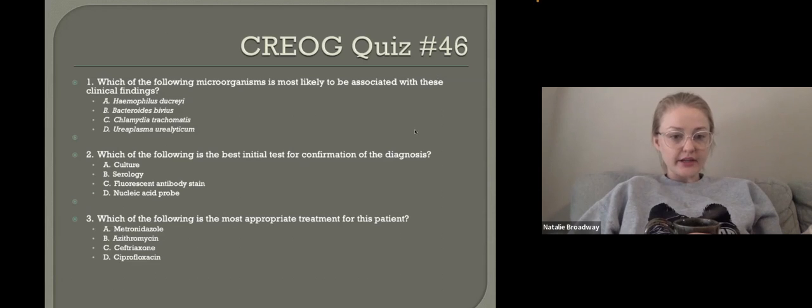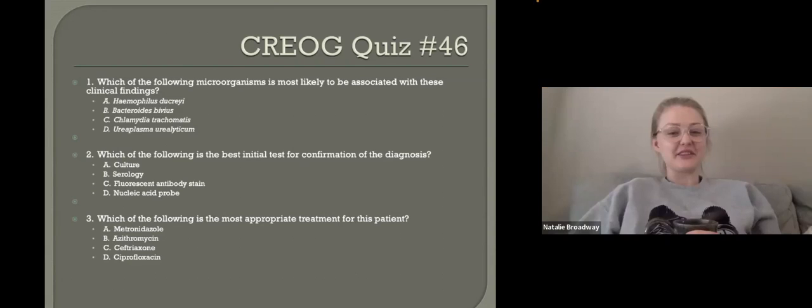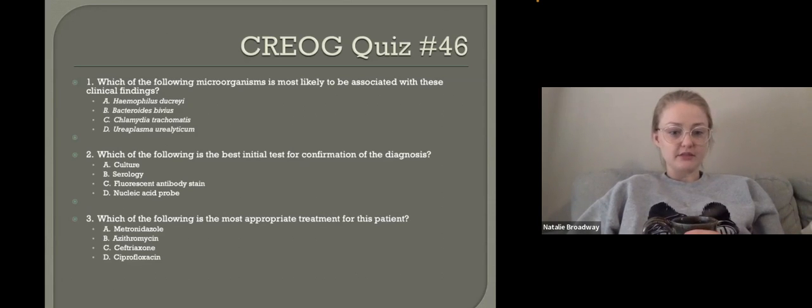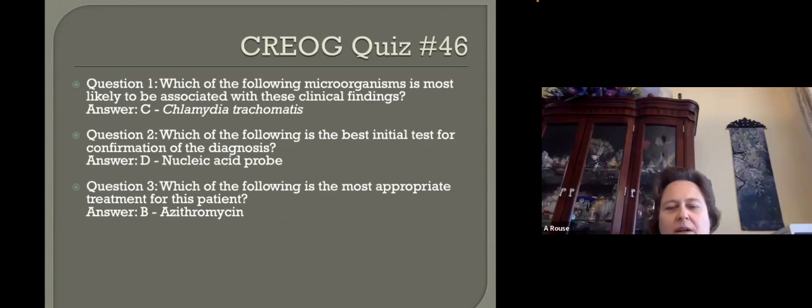Honestly, I was thinking gonorrhea, so I'm going to pick chlamydia, C. Okay. So keep going. You got question 2 and 3 still. Which of the following is the best initial test for confirmation? Nucleic acid. And then which of the following is the most appropriate treatment? I would pick azithromycin. And you got it right.